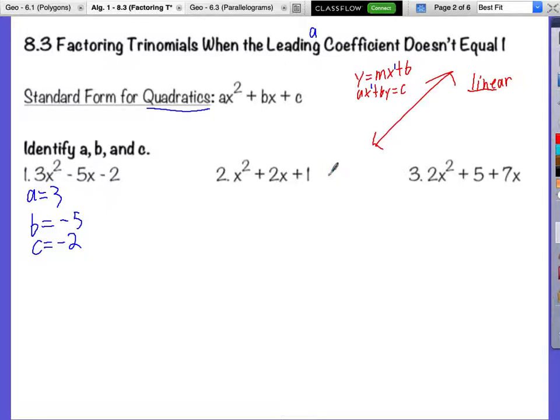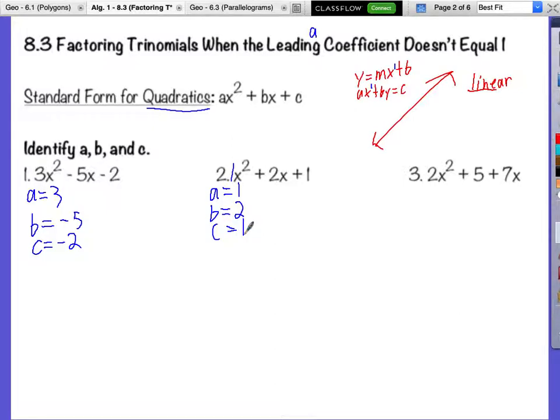Okay, attention back up here, please. Okay, so here, A, what coefficient's in front of x squared if we don't see 1? 1. So A is 1. B is 2. And C is 1. Questions on number 2. And on number 3, are we in our standard form right away?